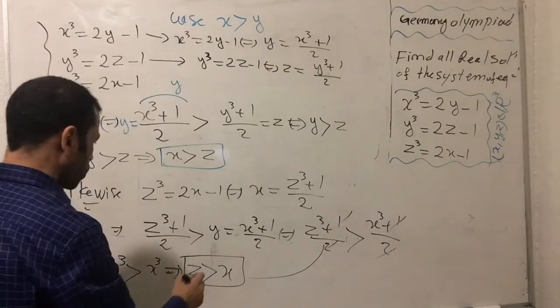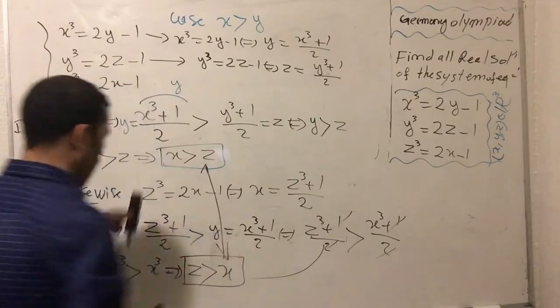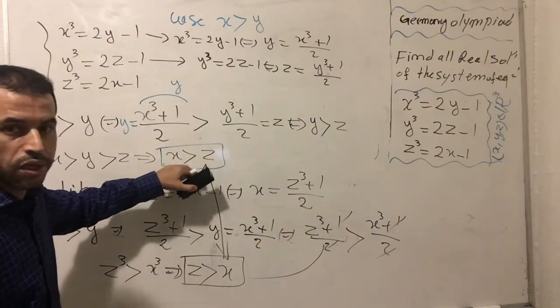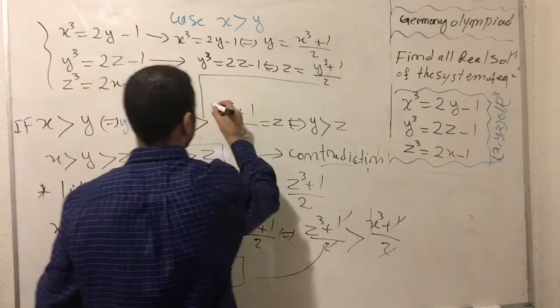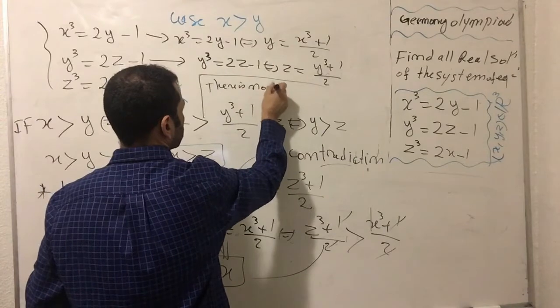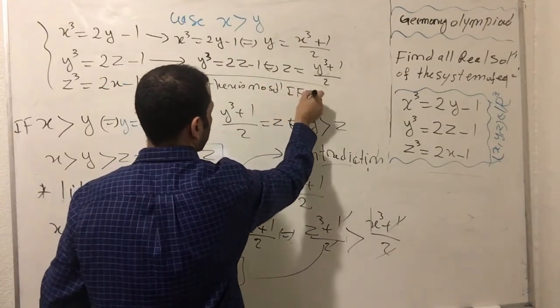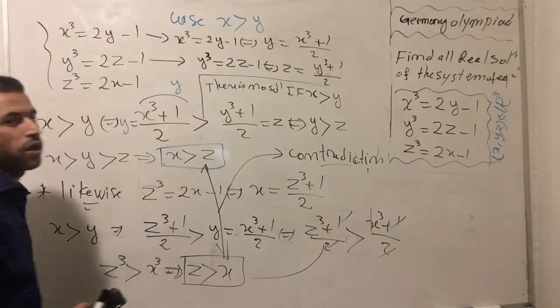But we have x is greater than z, and we have z is greater than x. There is a contradiction. There is no solution if x is greater than y. Okay, let's move on to the next case.